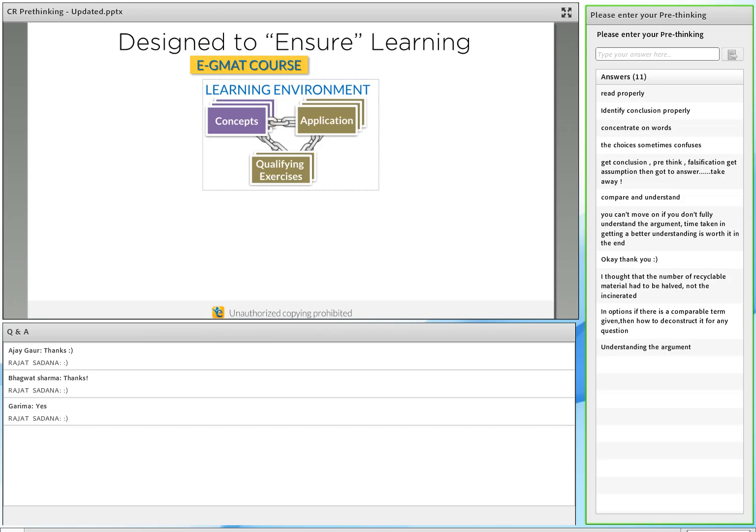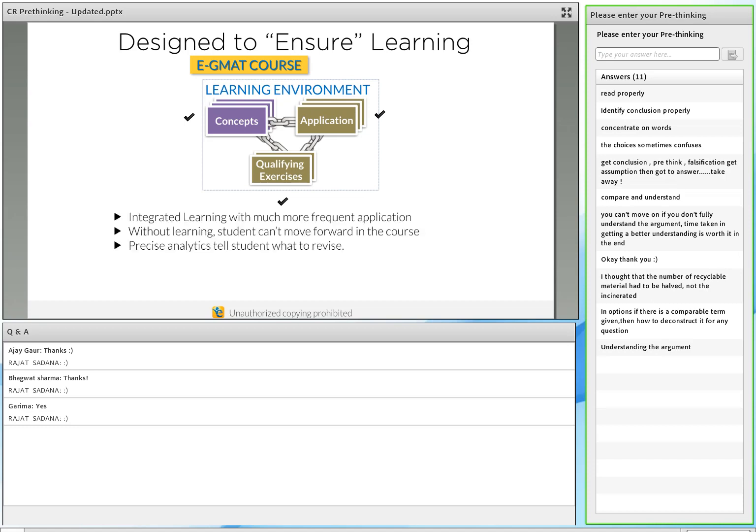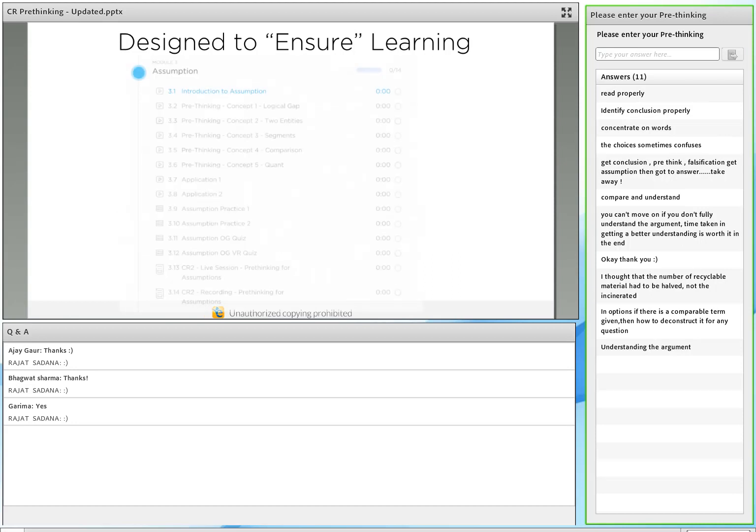And so what makes us so powerful? It's the integrated learning environment where you're not just learning the concepts, saying, I'm going to learn strengthen and weaken and assumption, evaluate, and then I'm going to worry about learning how to solve questions. You're learning those concepts and how to apply them right then and there. As you're learning concepts, you're getting feedback. As you're learning application, you're getting feedback. And you have definitive qualifying exercises. You learn application, and this application part is reinforced close to 15 times during the learning part.